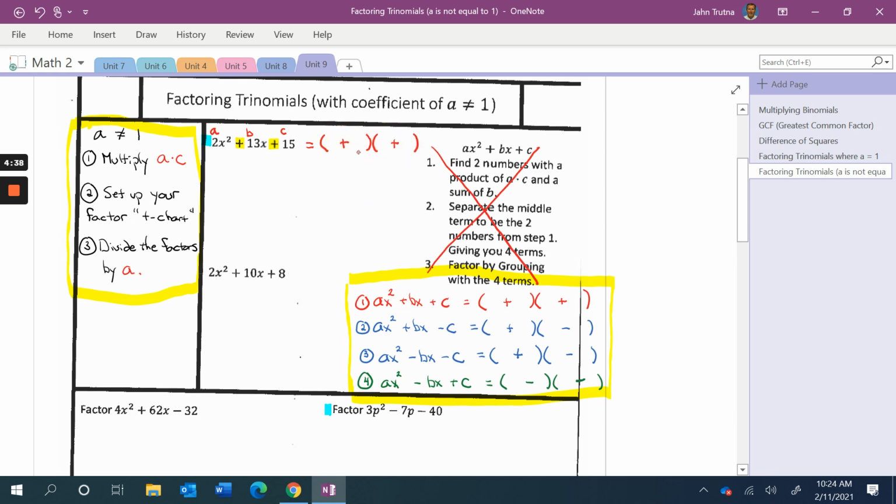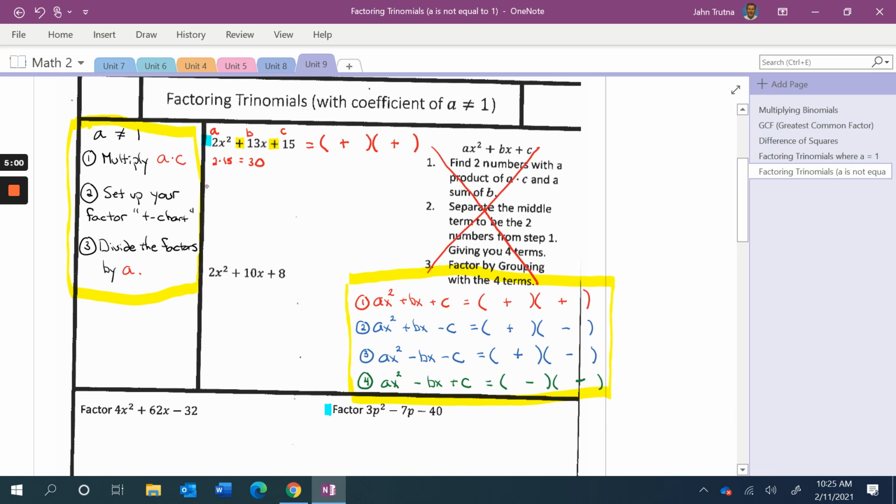Now, what we're going to have to do is a couple of steps to figure out what goes inside the parentheses, in front of the plus symbols, and behind them as well. So here's how you do it. First, you multiply the a and the c value together. So you take the 2 and multiply it by the 15, which is equal to 30.